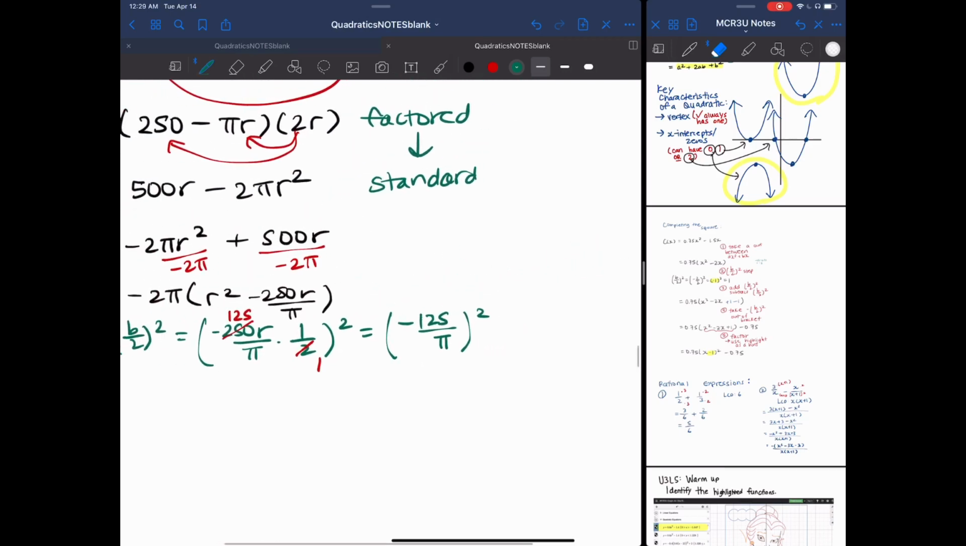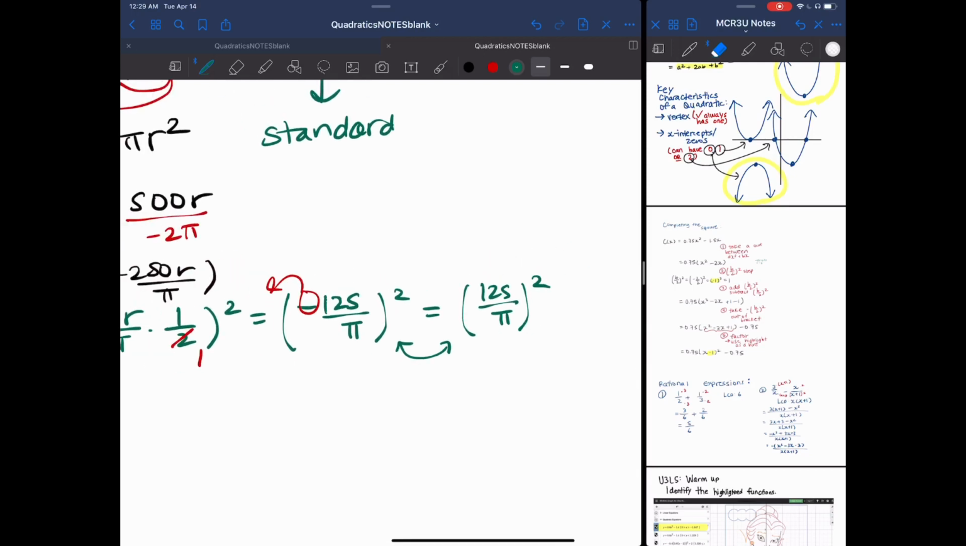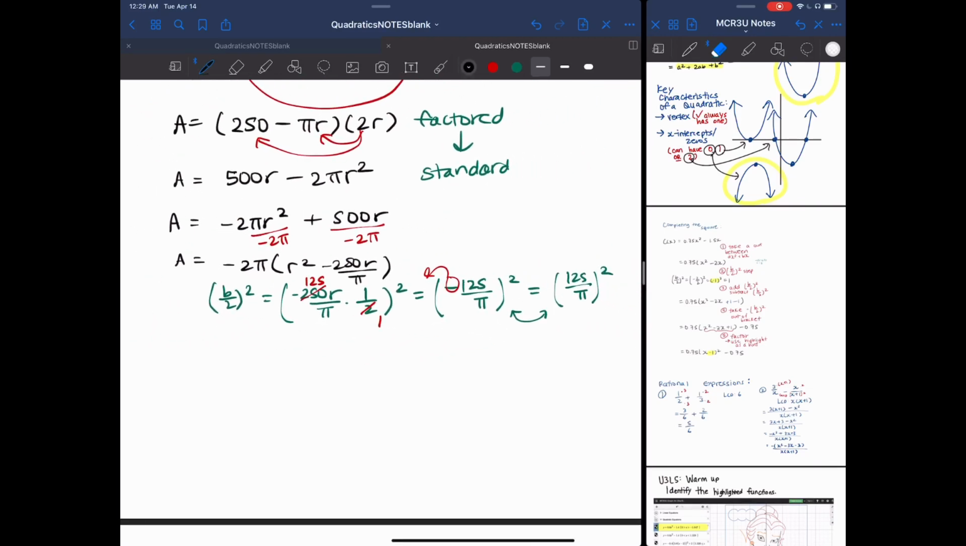And so I keep in mind that this and this are the same thing, because if I take that negative out of the bracket because it's squared, I really have this. Because negative times a negative is a positive, so they're kind of simultaneously existing. They're like the same thing. All right, so I have a equals negative 2 pi bracket r squared minus 250 over pi. This is the value I'm going to add and subtract. So I'm going to add 125 over pi bracket squared, and I'm going to subtract 125 over pi squared.